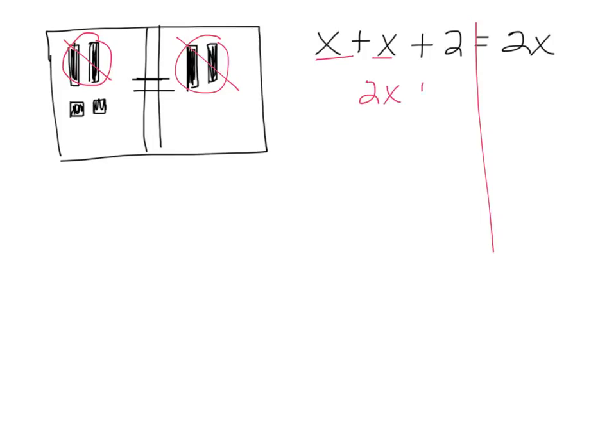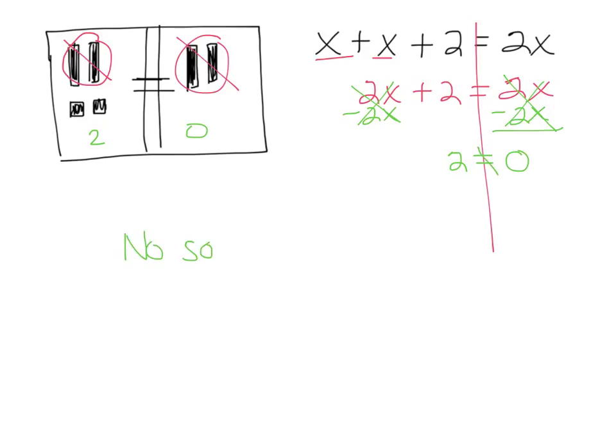So I have 2x plus 2 equals 2x. And we just said you could take away the 2x's from both sides. So I'll show I'm taking away, that's subtracting, 2x's from both sides. So I end up with 2 on the one side and 0 on the other side, right? I have 2, 0. Does 2 ever equal 0? It does not. So this equation has no solution.